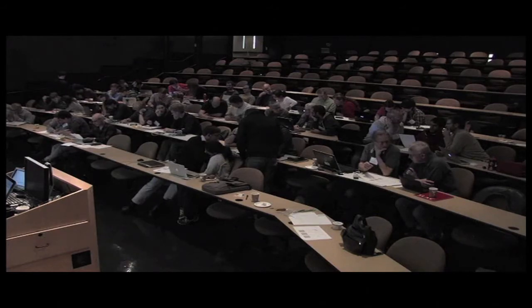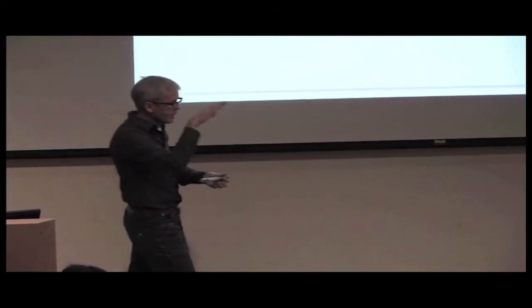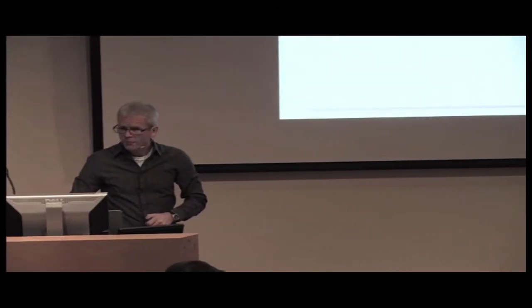So while you think about this, I just want to point out two things you might have noticed. So the P of K plots are log-log. That's often the way they're shown. And the correlation function plots are linear, but they're R-squared weighted. Okay, so the y-axis is multiplied by R-squared.